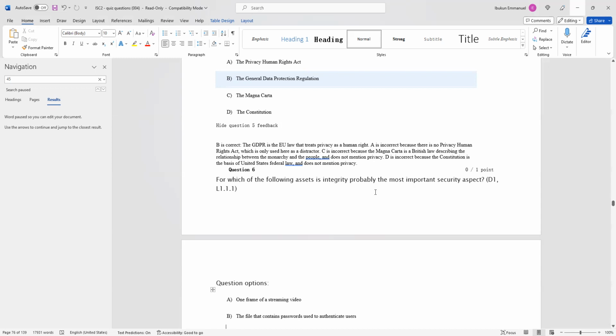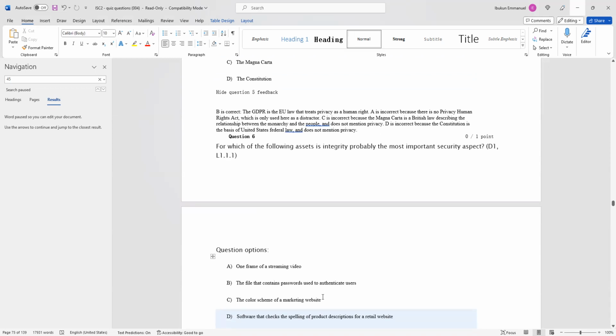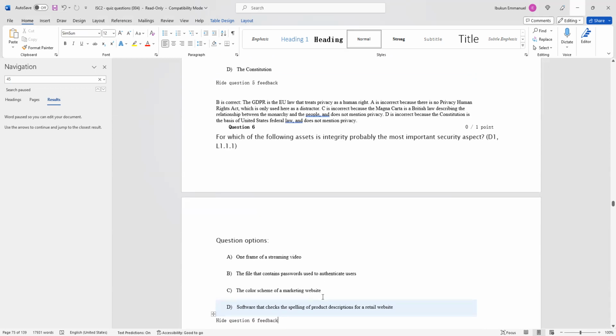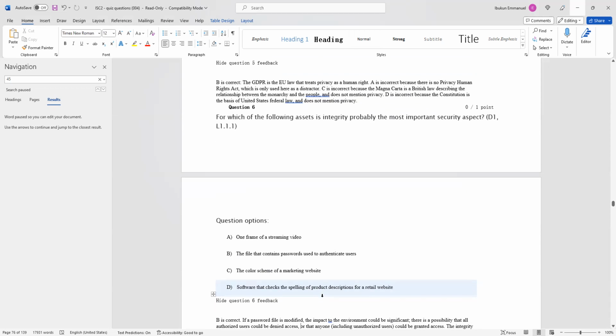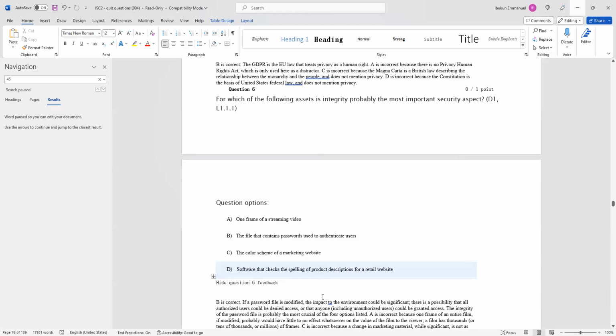So that's so important. For which of the following assets is integrity probably the most important security aspect? One frame of a streaming video, the file that contains passwords used to authenticate users, the color scheme of a marketing website, or software that checks the spelling of product descriptions for a retail website. Of course, that is the file that contains passwords used to authenticate users. So it's so important that that is not altered, and that it's not accessed by unauthorized persons.